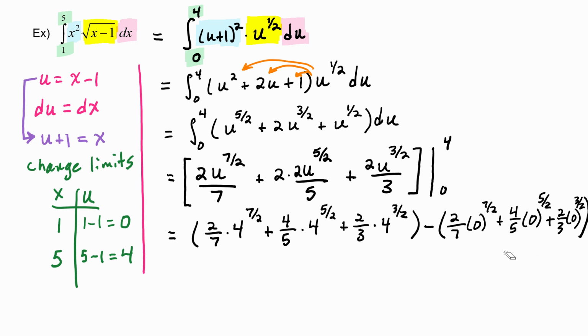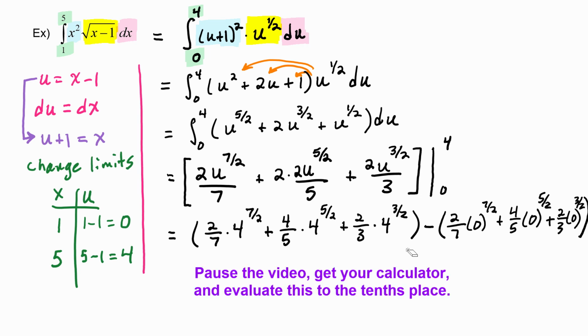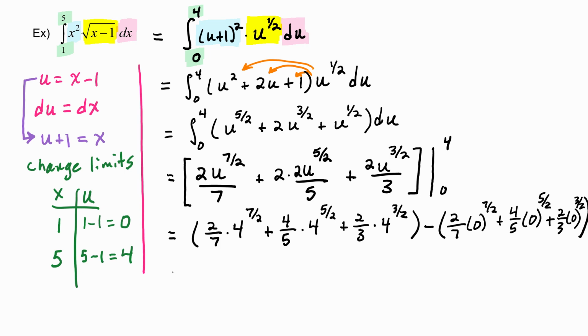Now this whole second term here is going to be 0, and to evaluate this first term, we punch that into our calculators. And why don't you pause the video right now and try plugging that into your calculator to make sure you're comfortable getting this result. Then restart the video when you're ready to check your answer. If we round to the tenths place, this is approximately 67.5.